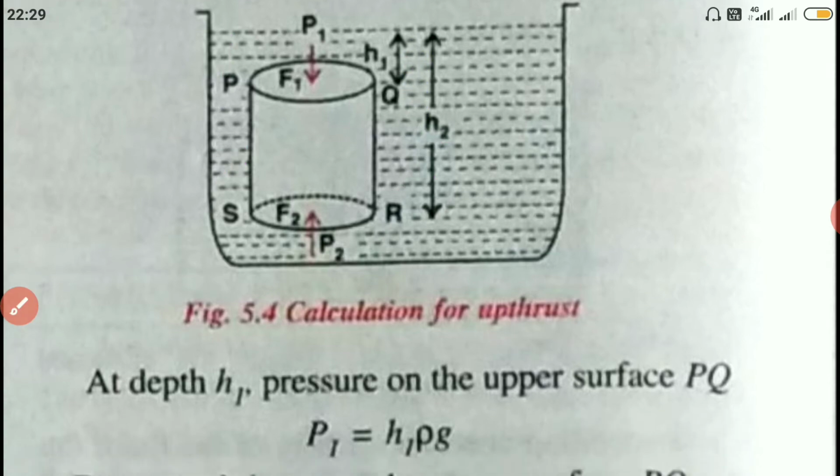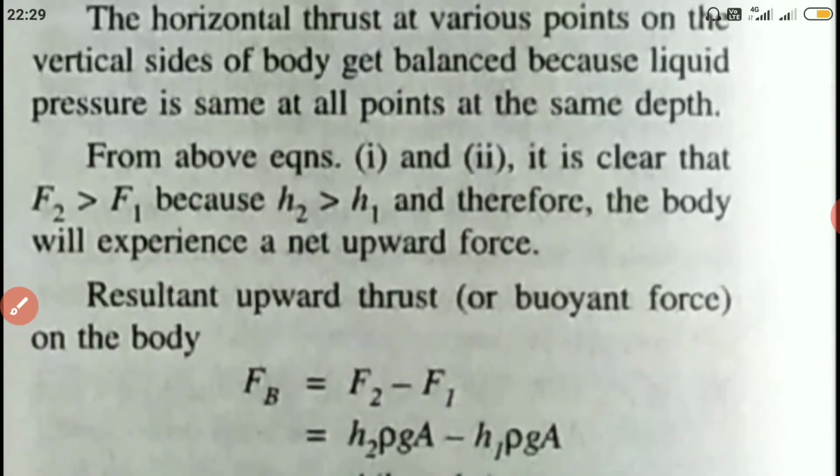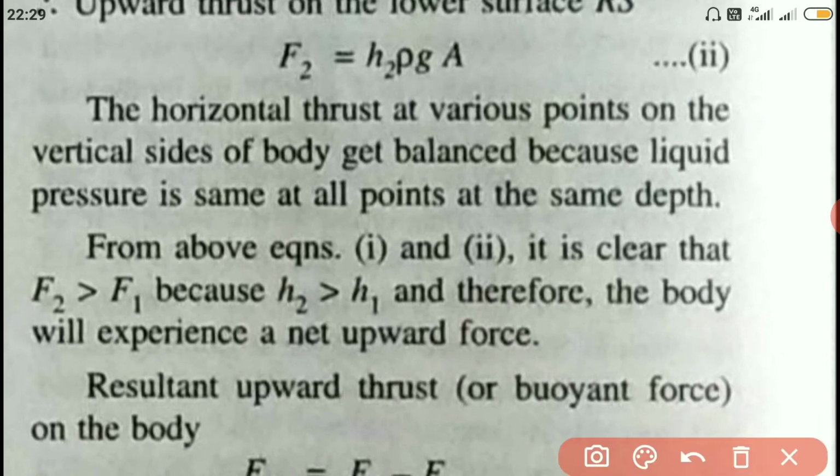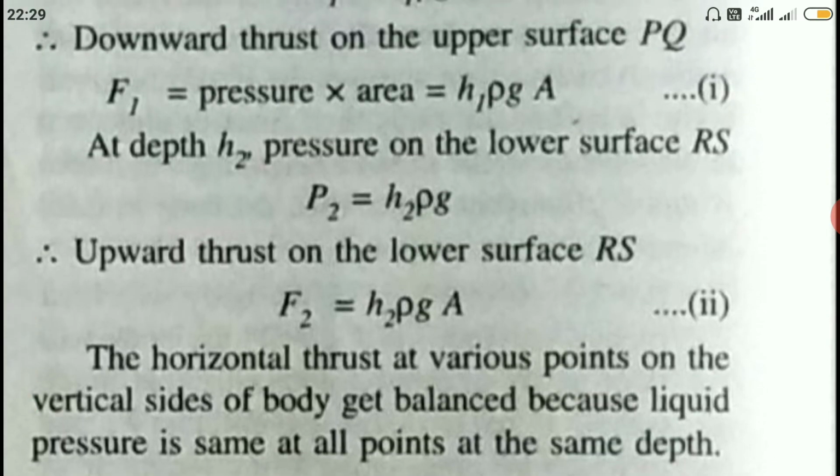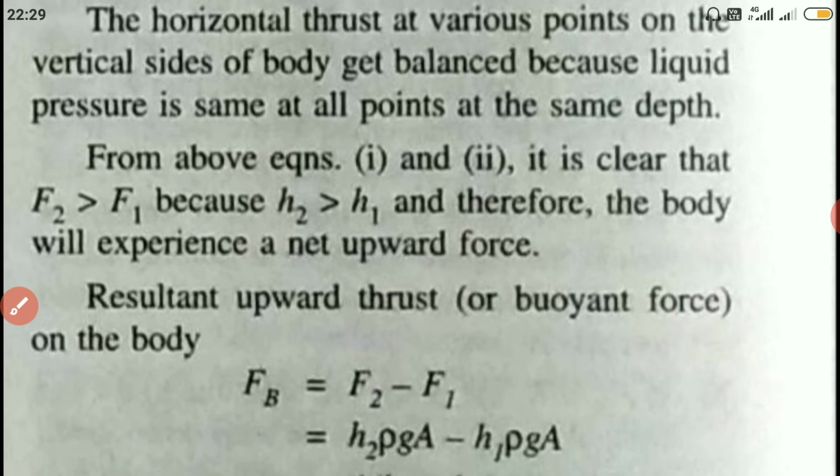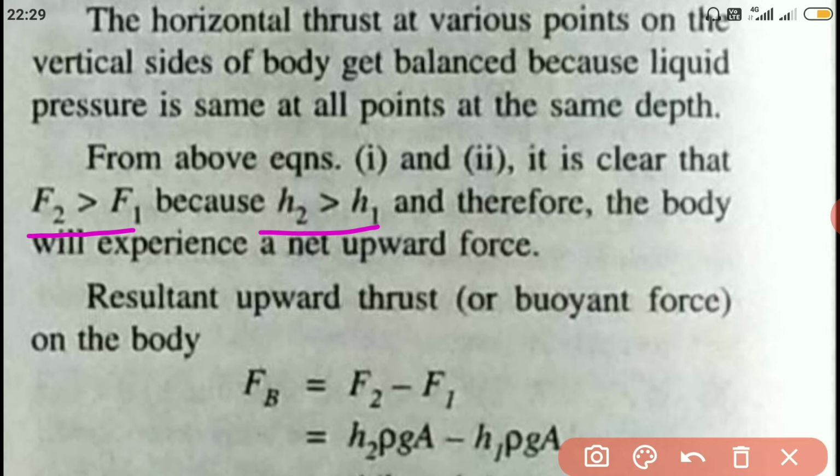Okay, right. So after knowing this concept, from equations 1 and 2, that is F1 equals h1 rho g A and F2 equals h2 rho g A, we can clearly say F2 is more than F1 because h2 is more than h1, and therefore the body will experience a net upward force. That was the reason for upthrust, right?